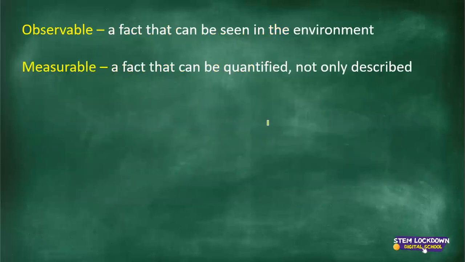So observable means that it can be seen in the environment. You can see it. If I say oranges are orange, you can clearly see that. You see it. It's orange. If someone were to say oranges are black, that would violate common sense and it would be absurd to go against the fact that oranges are orange.